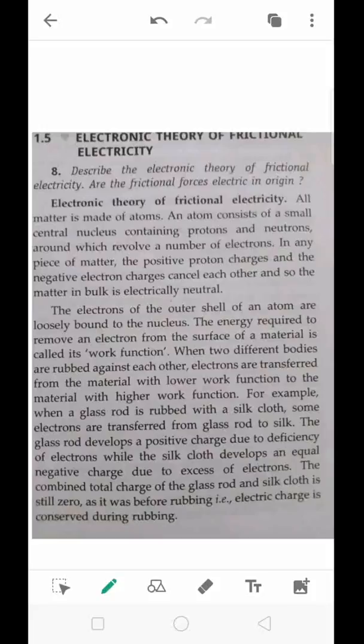So the only way by which an electron can be pulled from an atom is to exert a strong electric force on it. Now, as the electrons are actually transferred from one body to another during rubbing, frictional forces must have electric origin. So this theory explains that the frictional forces have an electric origin.